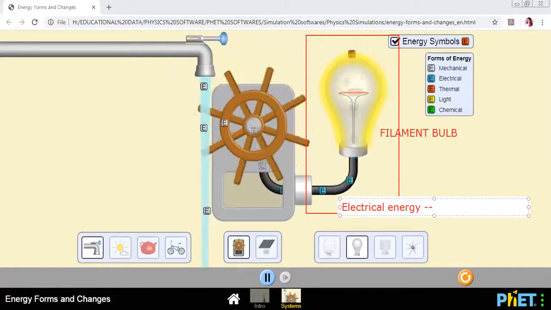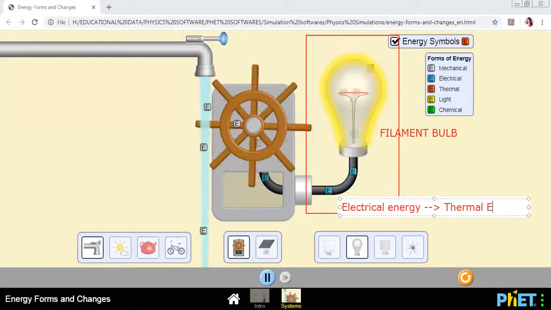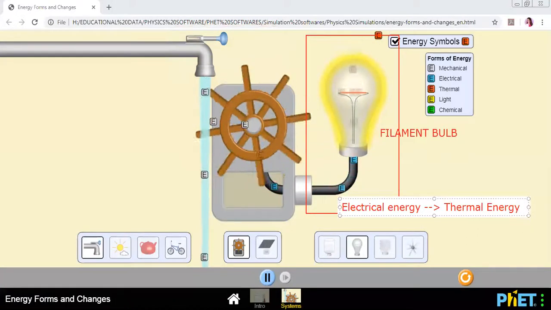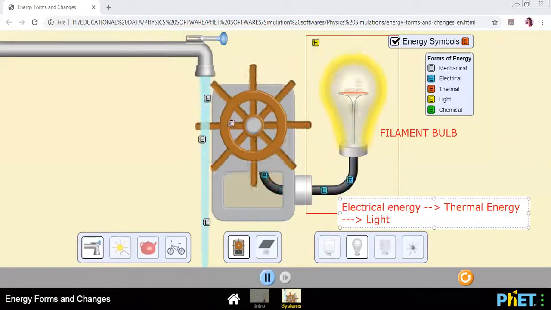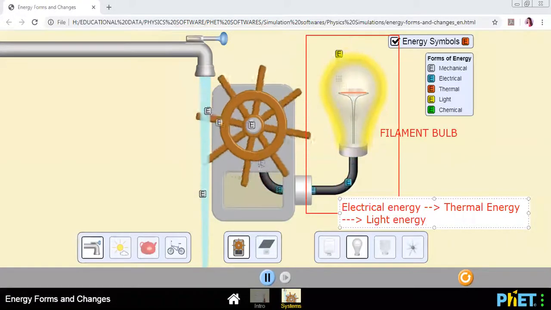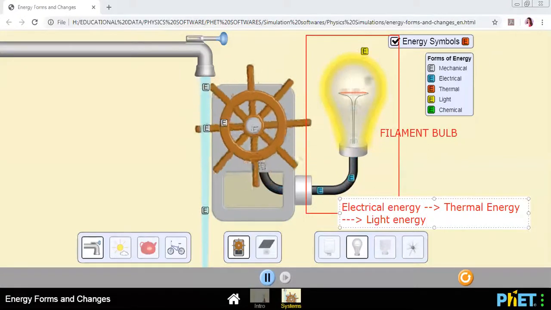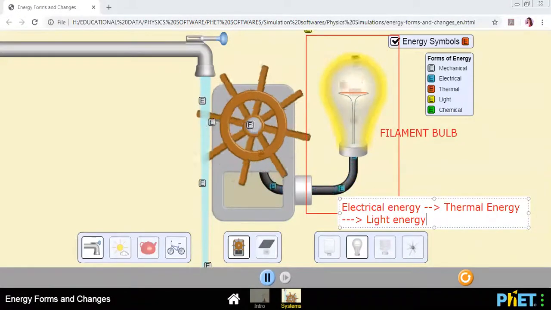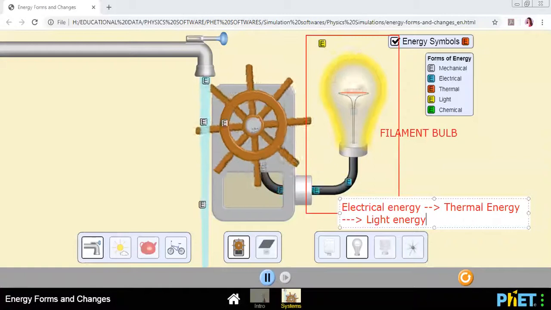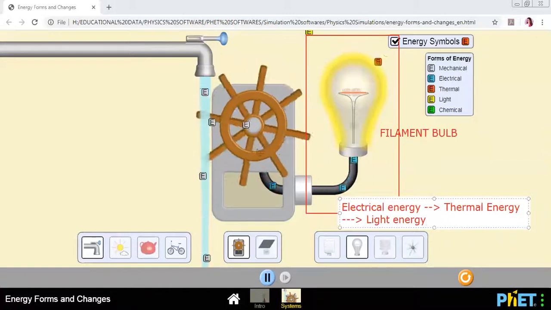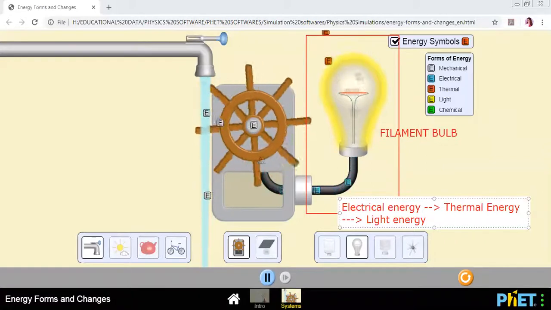Electrical energy is getting converted into thermal energy first. And then the thermal energy is getting converted into light energy. So this is the energy conversion which is taking place in a filament bulb. Because the electricity is getting converted to thermal and then to the light, that's why you will find, students, that the filament bulb has less efficiency.